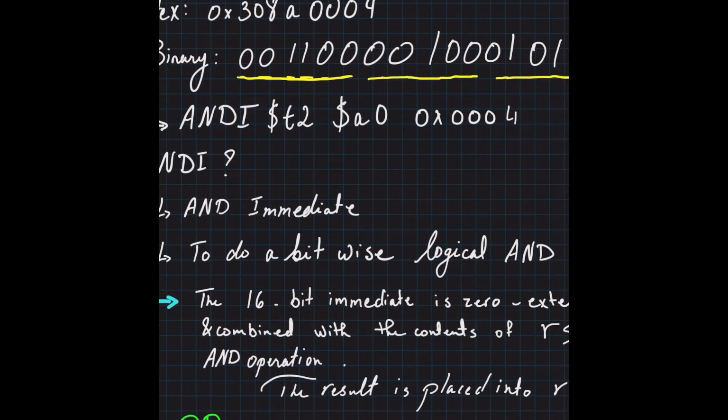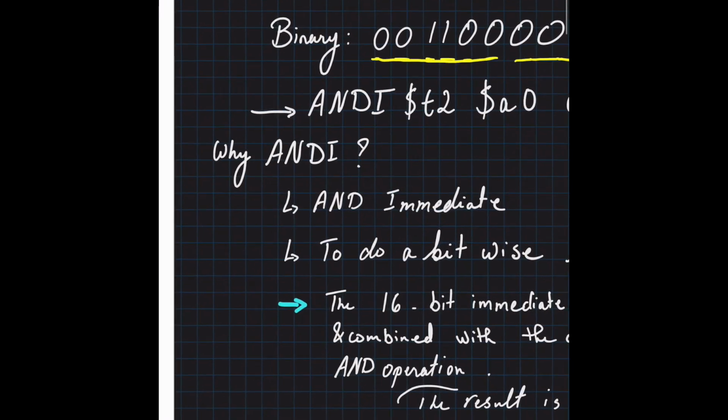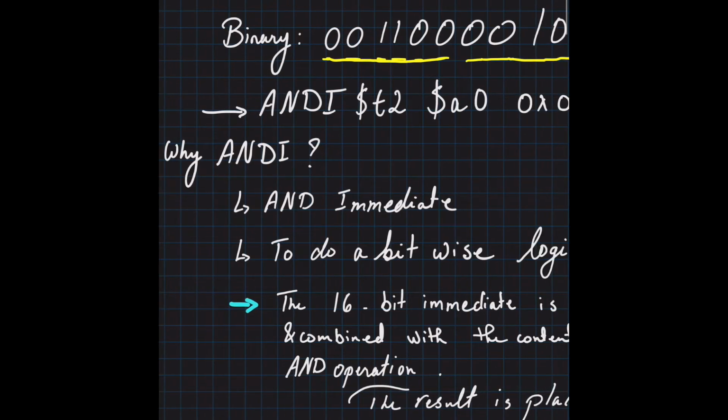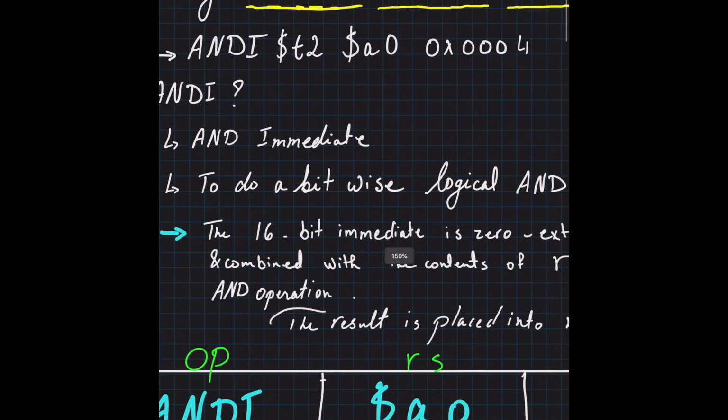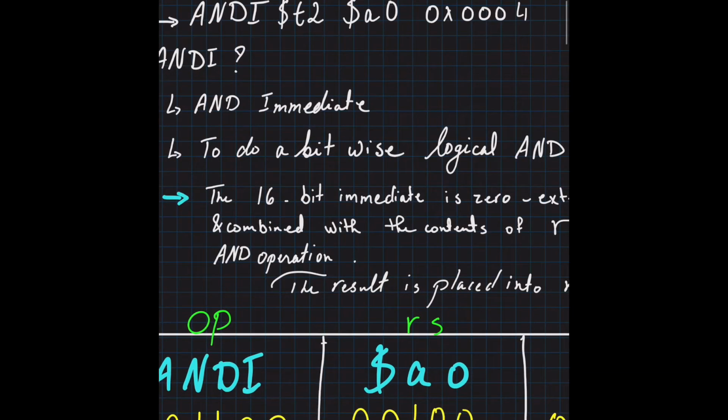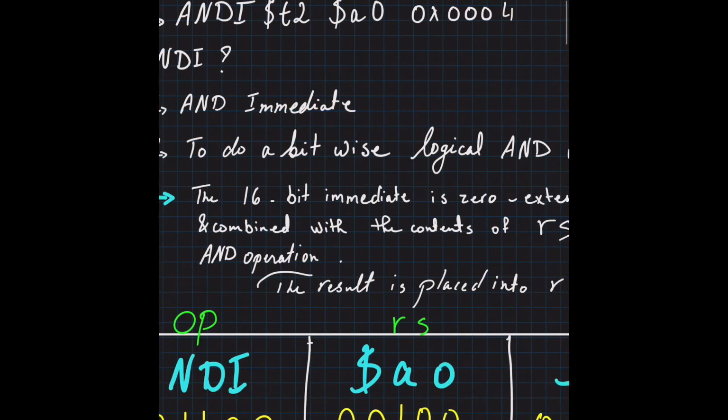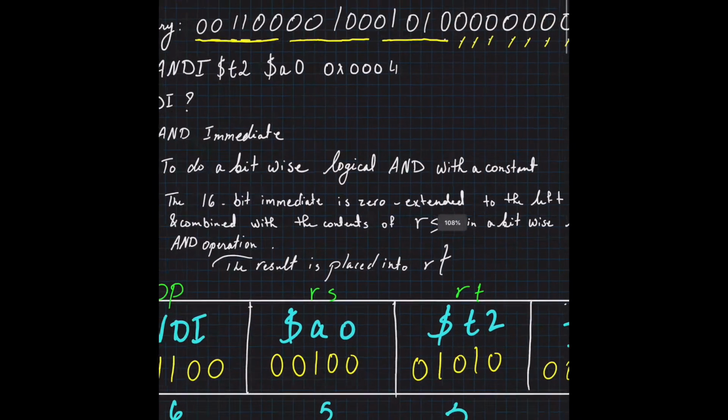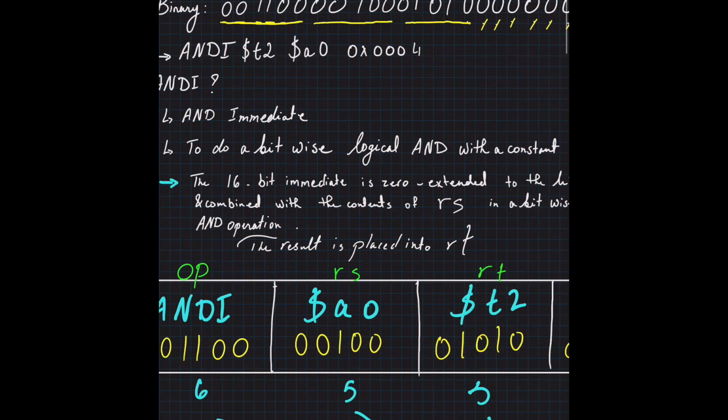ANDI, register T2, register A, 00004. Why did I choose ANDI? I stands for immediate. And that's because I chose it to do a bitwise logical AND with a constant.